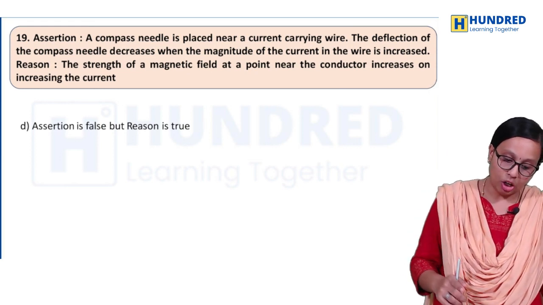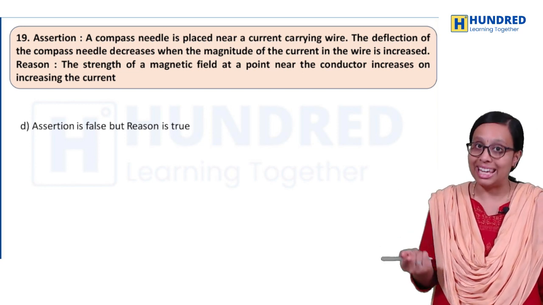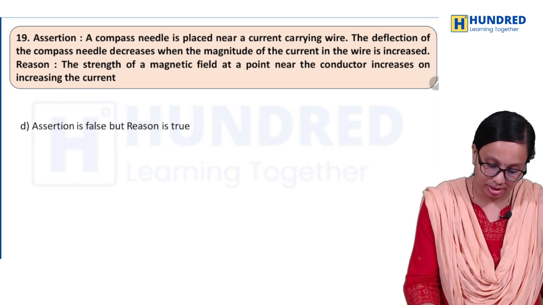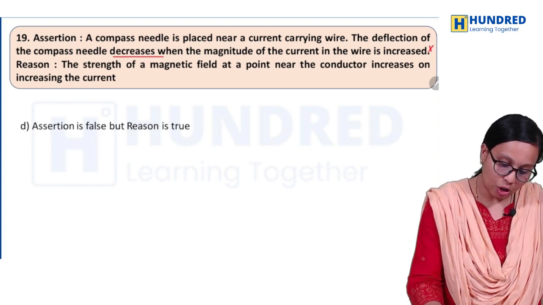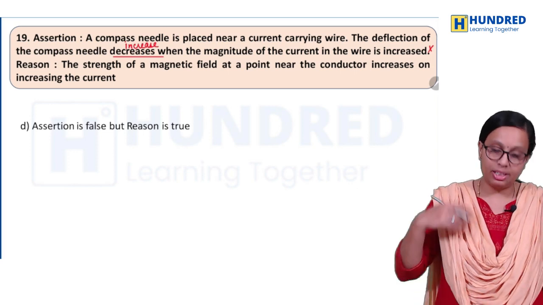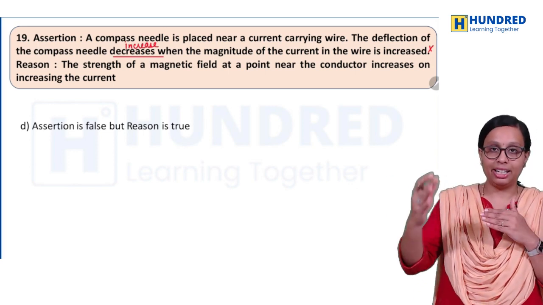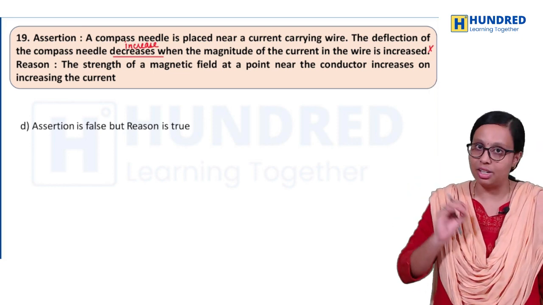The deflection of the compass needle decreases when the magnitude of the current in the wire is increased. The assertion is false. So what will happen? The deflection in the compass needle will increase when the magnitude is increased. So when the current increases, the deflection will be more. Here they have told the deflection is less, so the assertion is false.